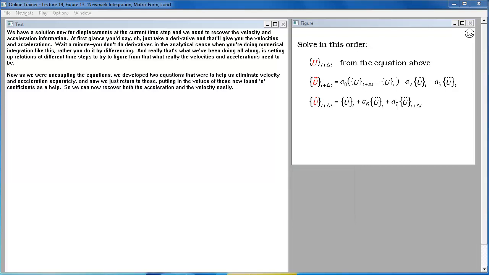Now, as we were uncoupling the equations, we developed two equations that were to help us eliminate velocity and acceleration separately. And now we just return to those, putting in the values of these newfound A coefficients as a help. So we can now recover both the acceleration and the velocity easily.